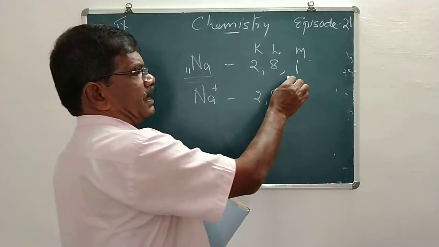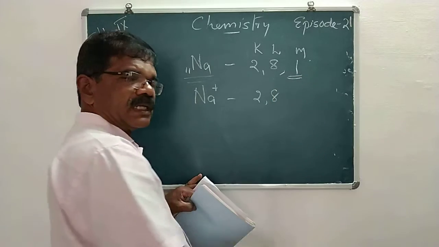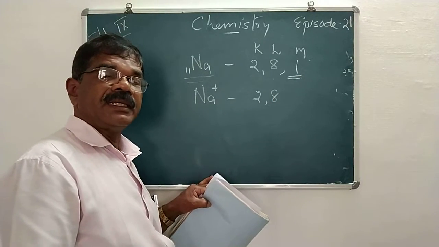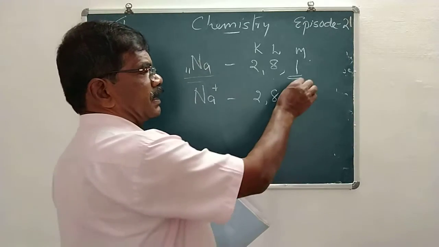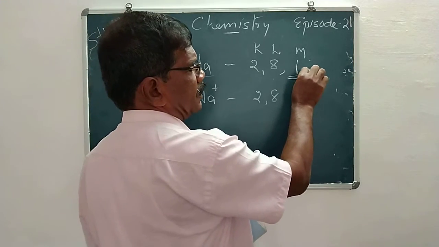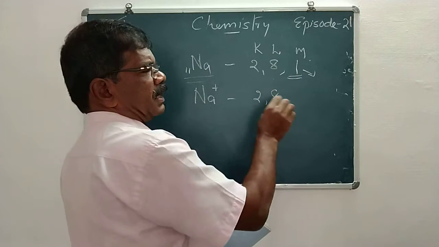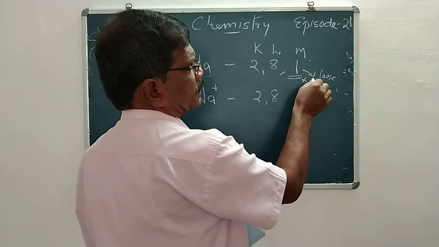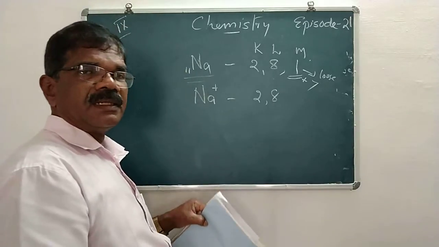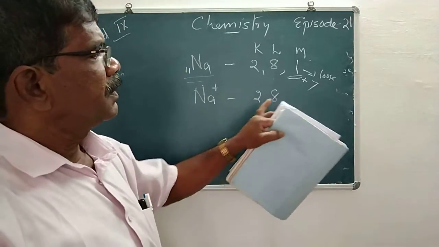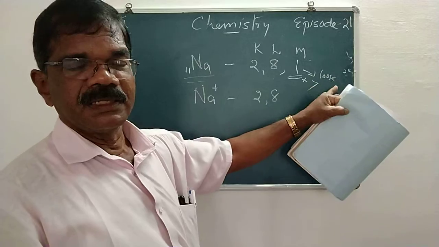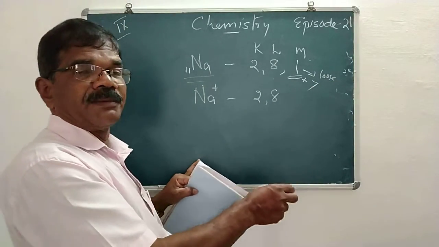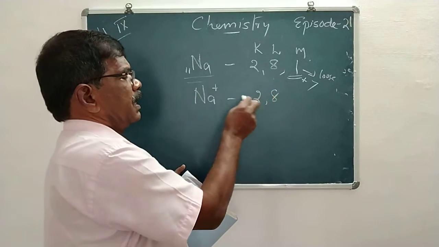It can attain stability when it attains 8 electrons in the outermost shell. There are two choices for an atom to attain stability. What are the two choices? Either it will lose one electron, then it gets stable, or it receives 7 electrons. What is easy? In the case of sodium, losing one electron is very easy. Gaining 7 electrons is not that easy. So, while taking part in a chemical reaction, it loses one electron.